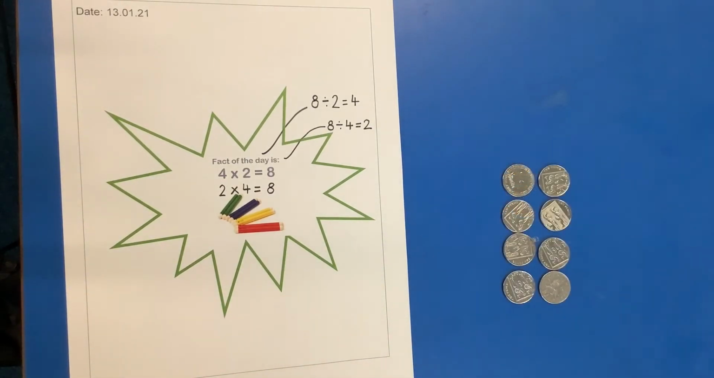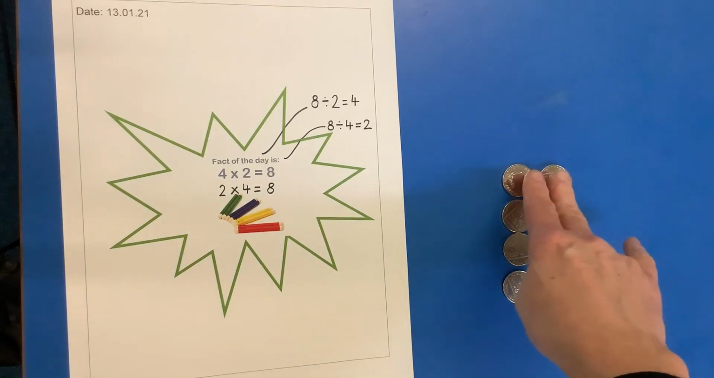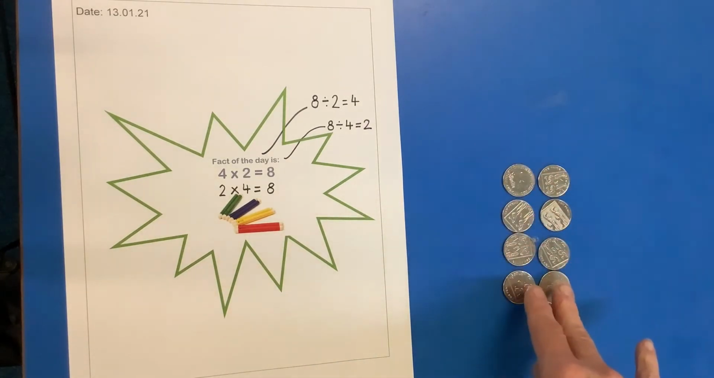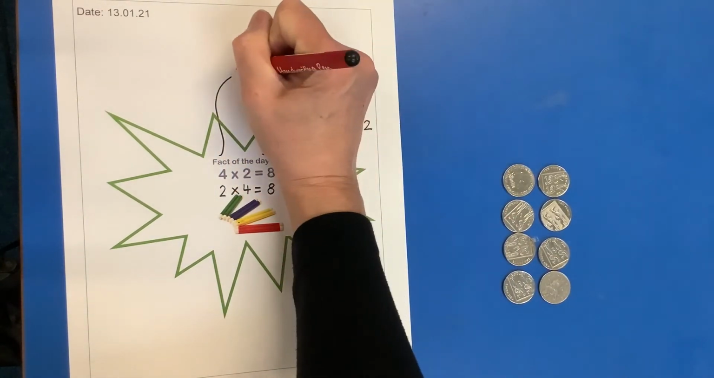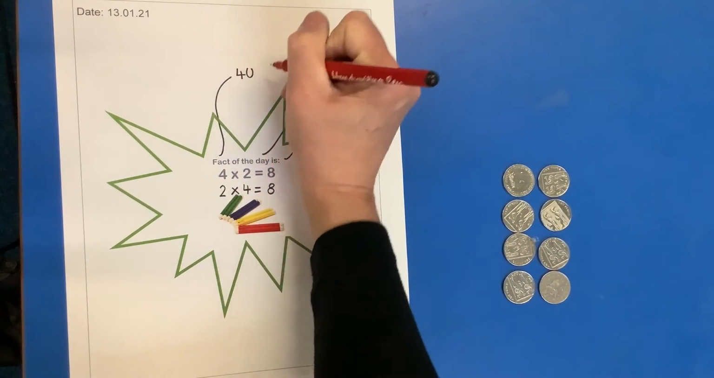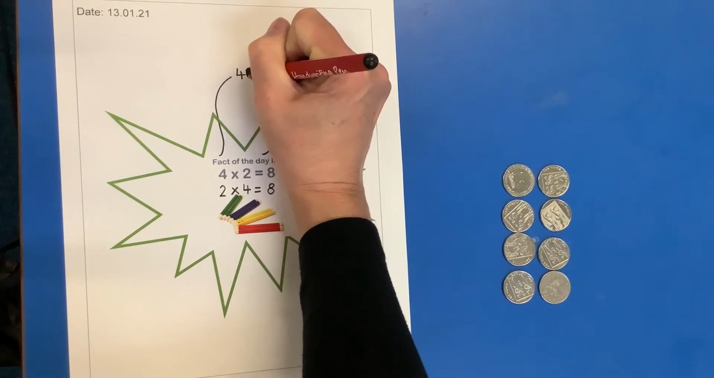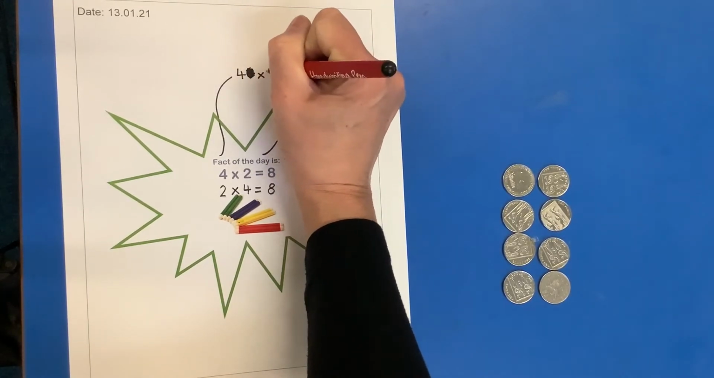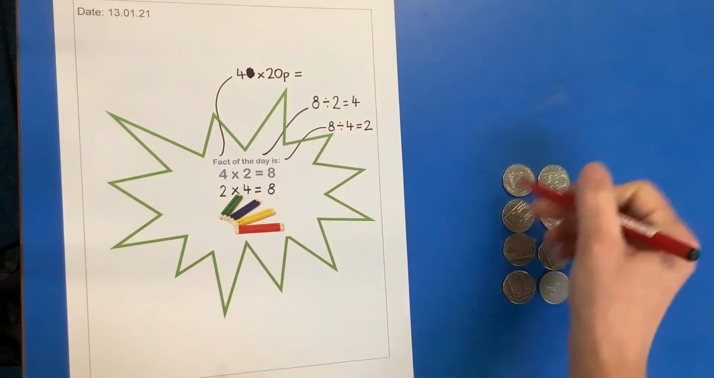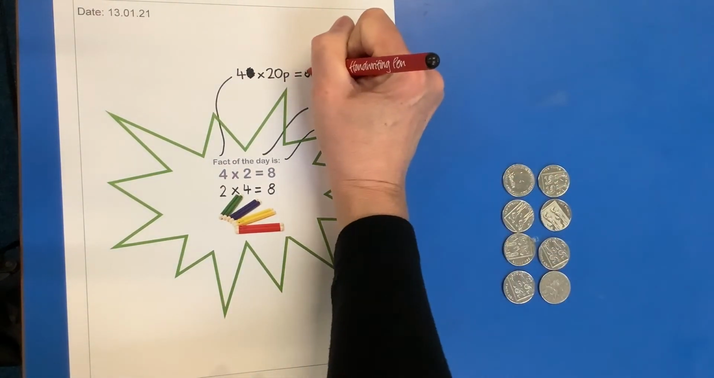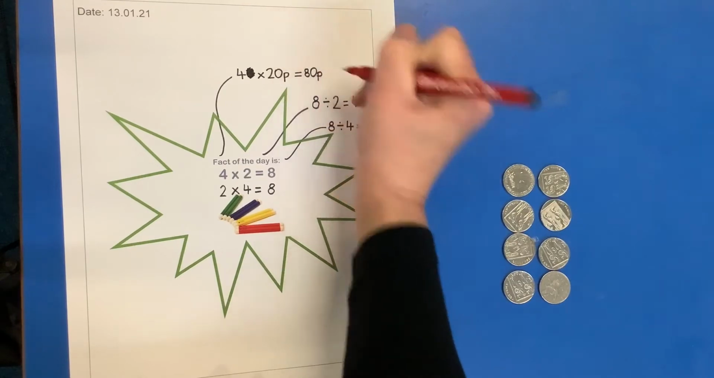I'm going to carry on with coins as another way of thinking about bigger numbers. So if we now think about 4 lots of 20, I've got 20 pence 4 times. So I can record this fact as 4 times 20 pence equals, hopefully you can see we've got 80 pence there.